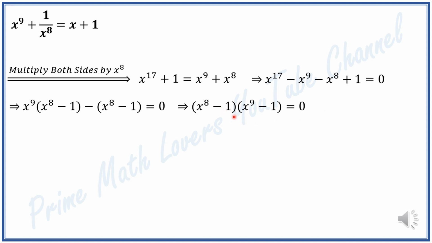These two factors are equal to 0. It means that we need to set each of them separately to 0. So we need to solve now these two equations: x to the power of 8 minus 1 equal to 0, and x to the power of 9 minus 1 is equal to 0.